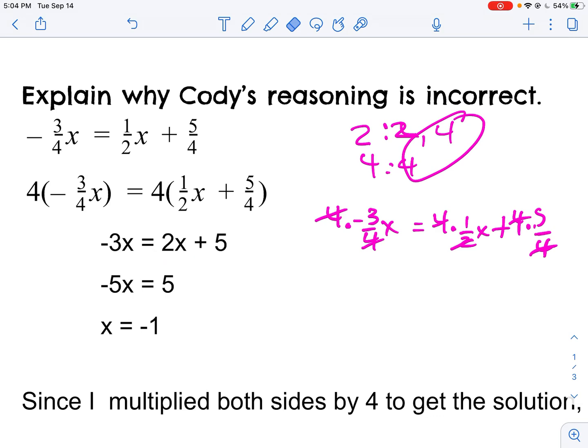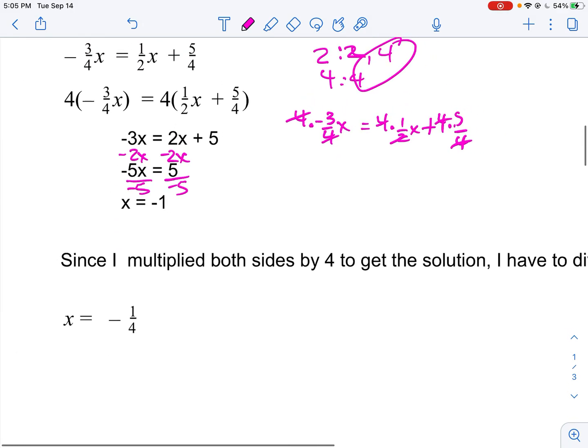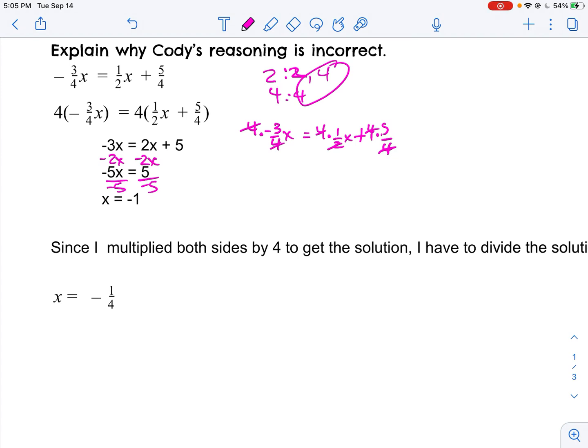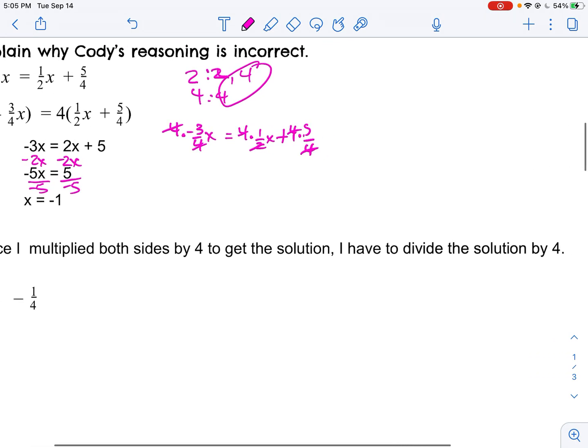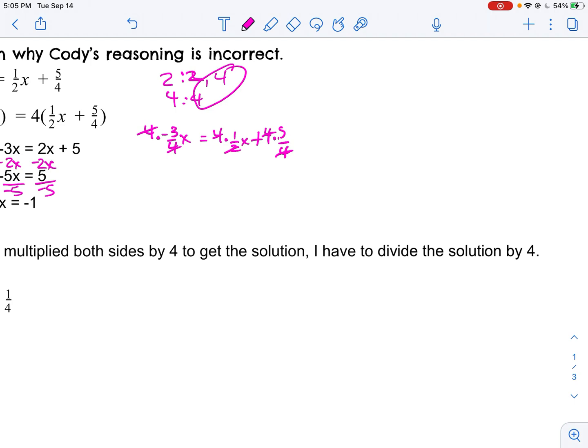Okay, that looks good. Then they subtracted 2x from both sides. Actually, I want to erase this for a second because that looks like I'm dividing. Subtract 2x from both sides, and I get -5x equals 5. Divide by -5, and get x equals -1. Okay? And he said, since I multiplied both sides by 4, to get the solution, I have to divide the solution by 4.